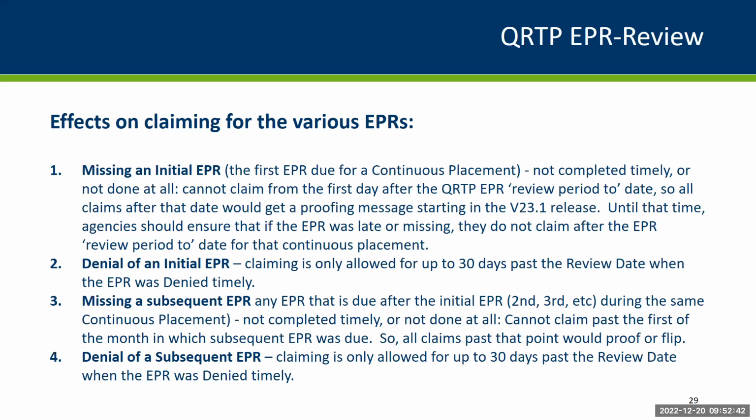So the other important piece is to remember that denials are important to get entered timely as well. So timely denials of an extended placement review apply to that particular QRTP placement only. The approver is saying that, hey, this child needs to be transitioned out of that setting. And the agency then is given up to 30 days to accomplish that transition while being able to continue to claim for those particular 30 days. So be able to claim for a new QRTP setting as well during that same continuous placement, should the child need that again, as long as the other requirements are being met. So I think this is kind of a nice slide, I would say.